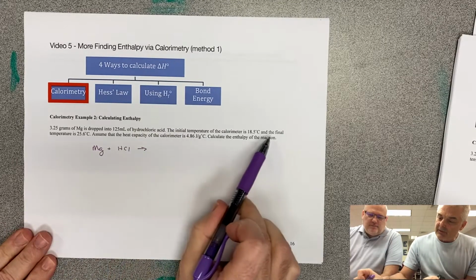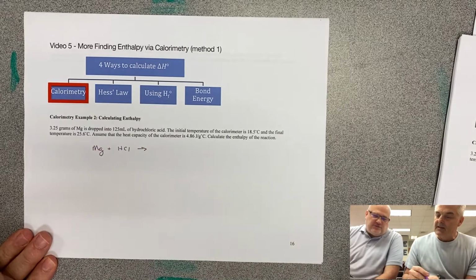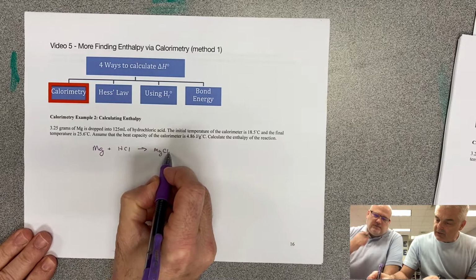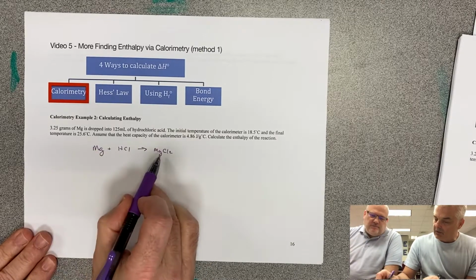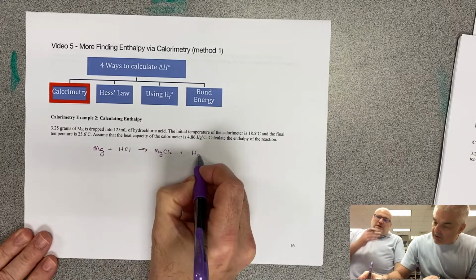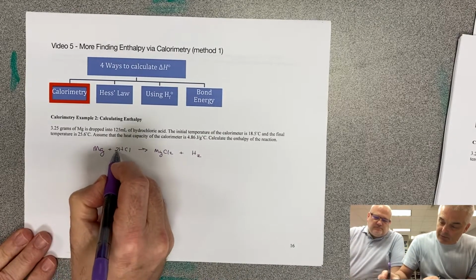The initial temperature, the final temperature. But this is a single replacement reaction we've done in the past. So this is going to give us MgCl2, because that's magnesium with the 2 charge, chloride with the minus, and then hydrogen is H2. Balance this reaction: you've got to put a 2 right here in front of the HCl.